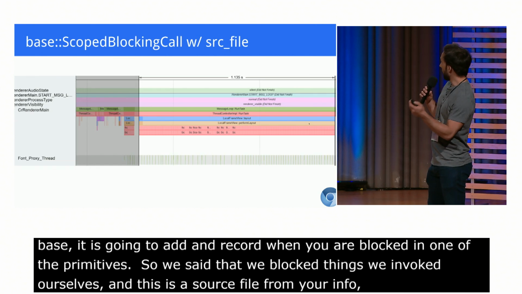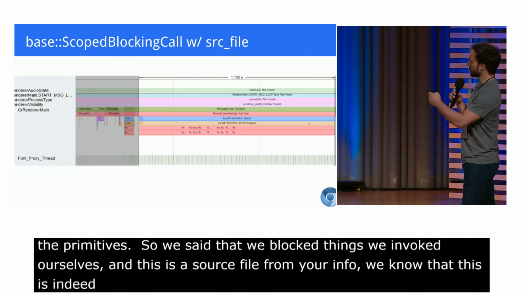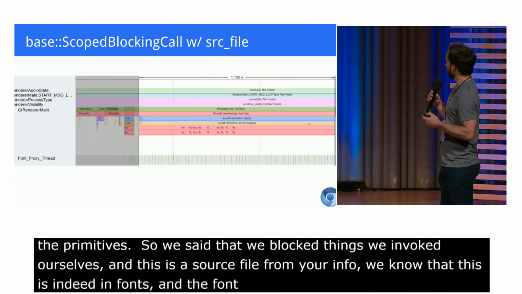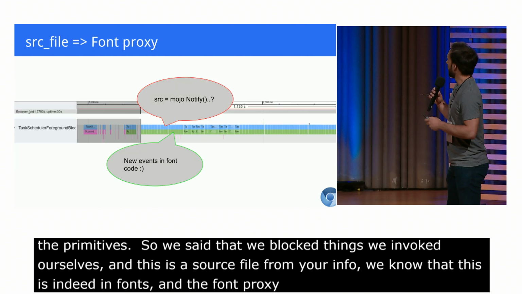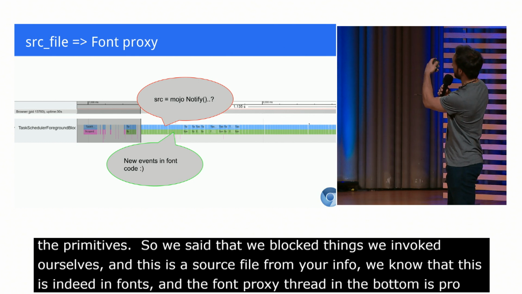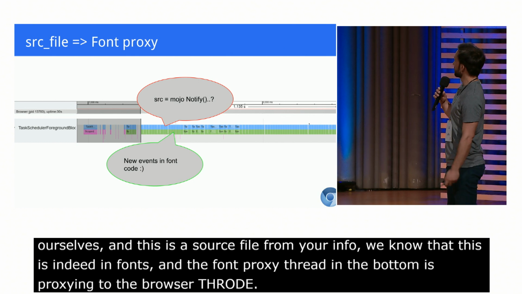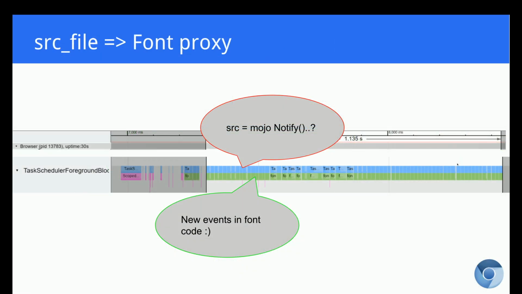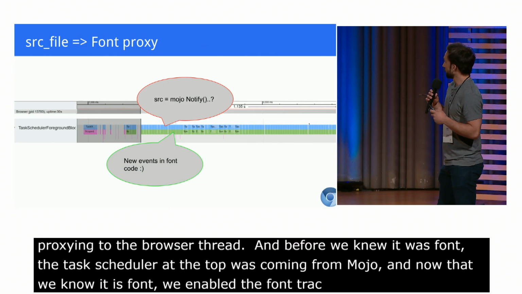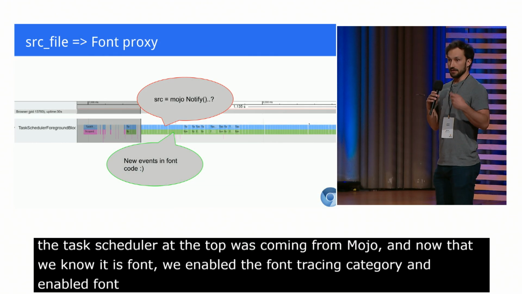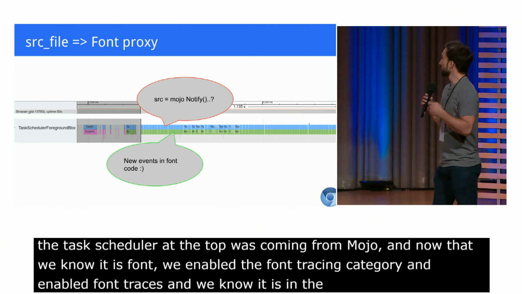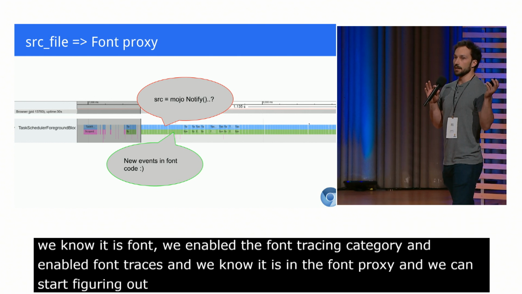And if we look, that font proxy thread at the bottom, which looks fairly inactive, is actually proxying to the browser thread. Before we knew this was font, all we could tell is that this task scheduler task at the top was a Mojo notify coming from Mojo. So you're like, what is this? But now that we know this is fonts, we enabled the font tracing category, and we added more trace events there. Then we know that we're actually in the font proxy, and we can at least start figuring out how to solve the problem rather than saying, I'm descheduled, not my fault.